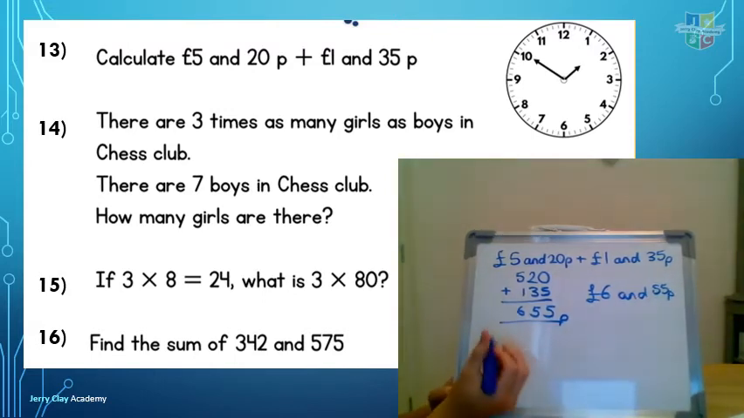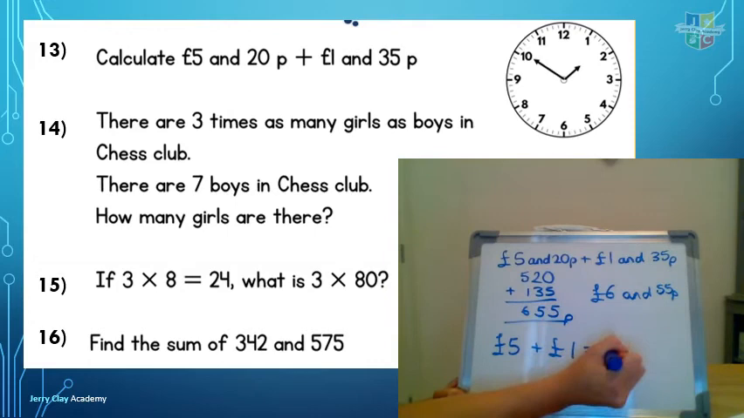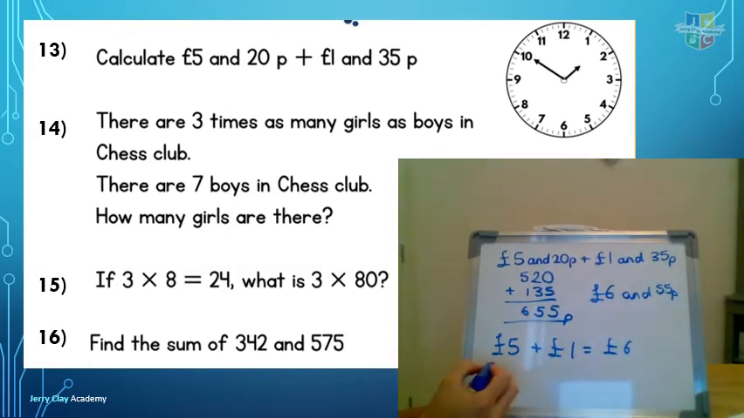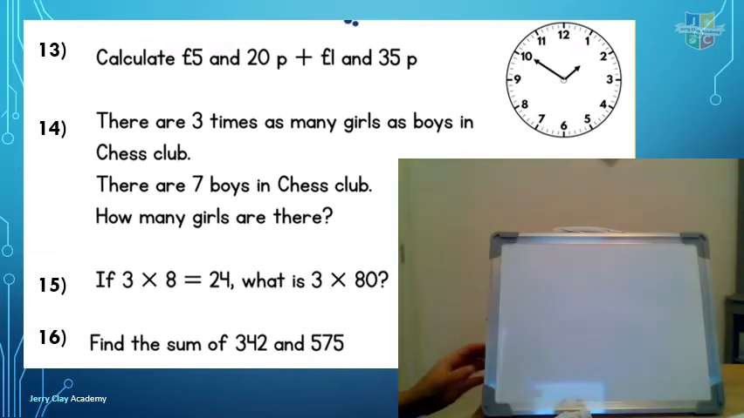Now another way you could have done that, we could have added my pounds first. £5 add £1 is £6, and then I'm doing 20 pence add 35 pence equals 55 pence. So that was another way you could have done it. However, obviously there was no exchanging, so the second method would have worked.